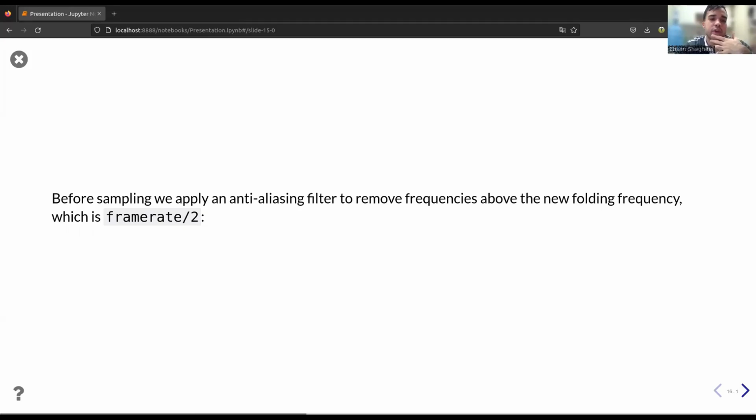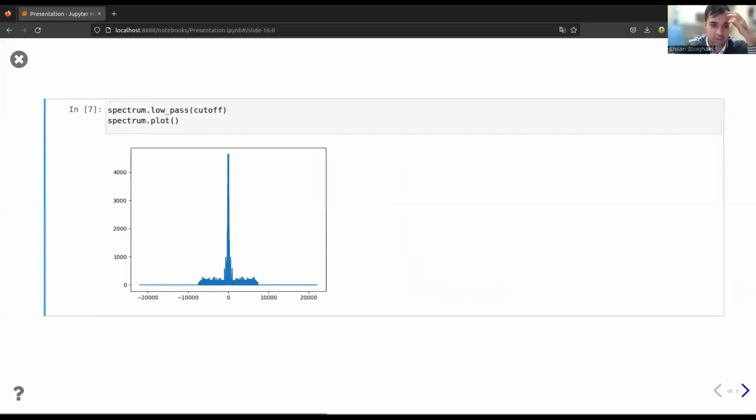So before sampling, for such a case, we need basically a filter to get rid of all the aliased frequencies, and this is what is called an anti-aliasing filter. An anti-aliasing filter is basically a low pass filter with a cutoff that is less than the sampling frequency, or more than double of the sampling frequency.